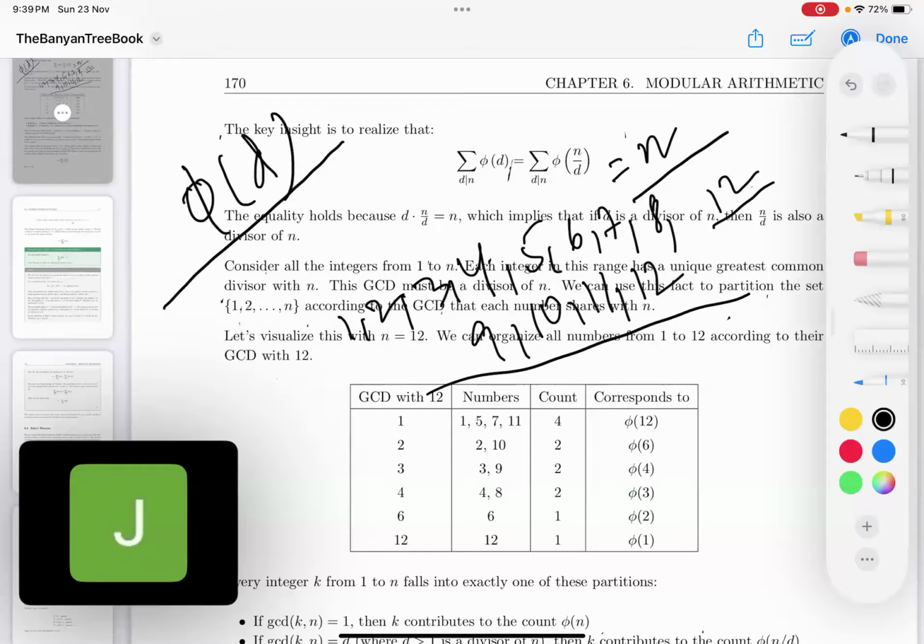Now look at phi of 1. Which number will be co-prime to 1? Sir, one only. Right? Correct?